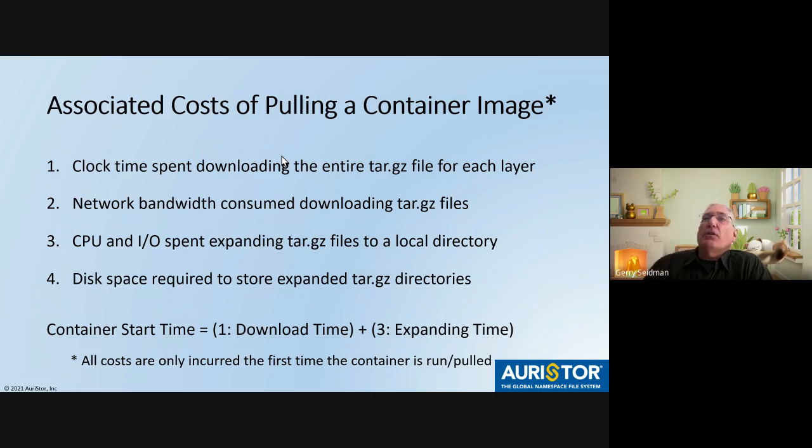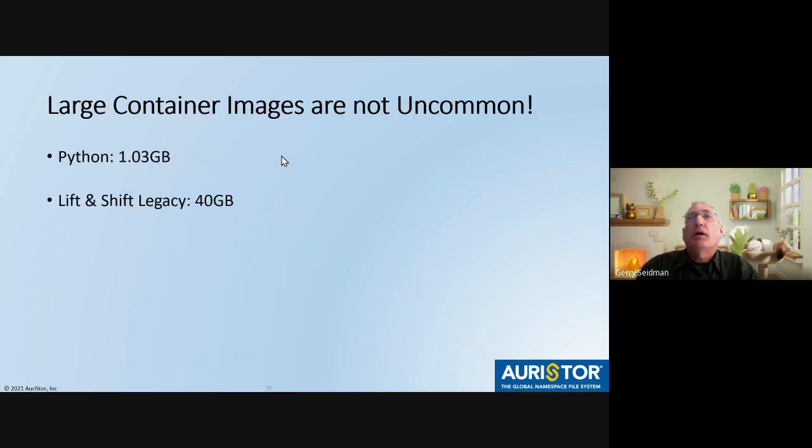So what are the associated costs with pulling a container image? There's the clock time spent downloading the entire tar.gz file, which for large files can be not insignificant. And the cost of the network bandwidth, any CPU and I/O spent expanding that tar.gz onto local disk directories, and the disk space required to store and expand them. So effectively, your container start time is the download time plus the expansion time. And again, these costs are only incurred the first time the layer is pulled. I say container image, but it's per layer.